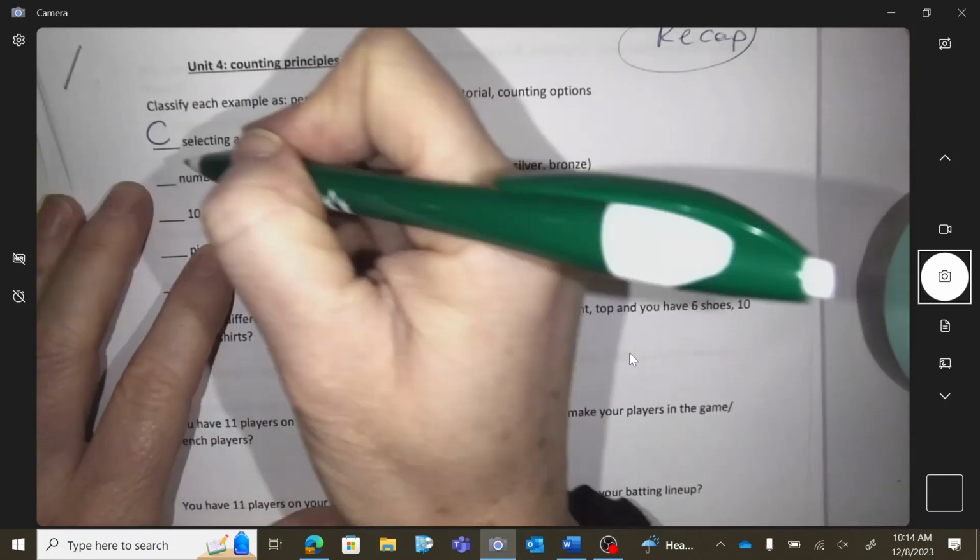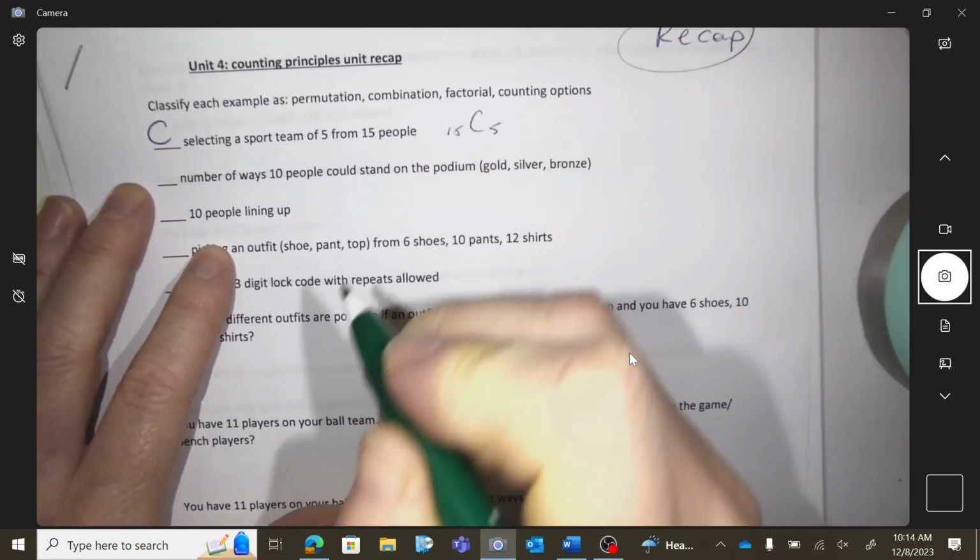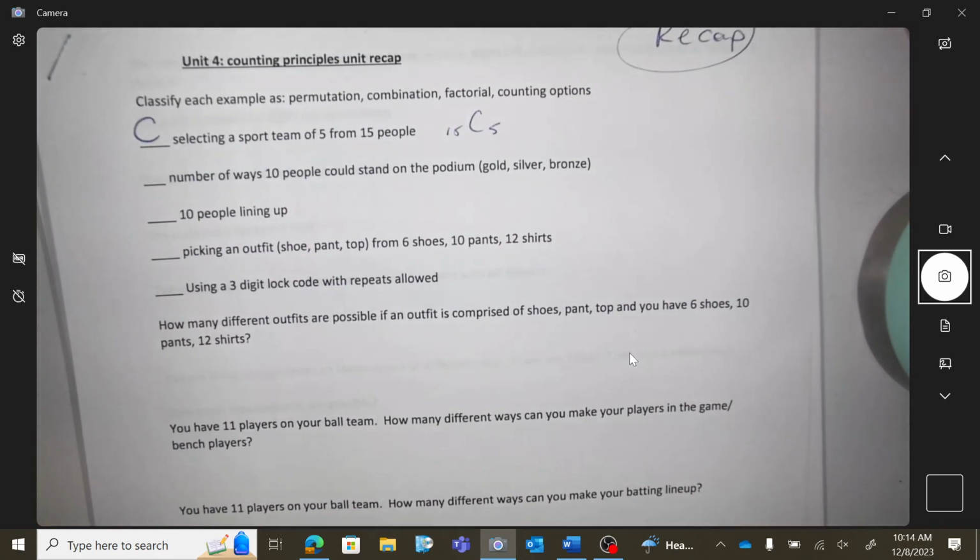We would be doing a C, because I don't care about their order. I just want 5 people to be on my team.